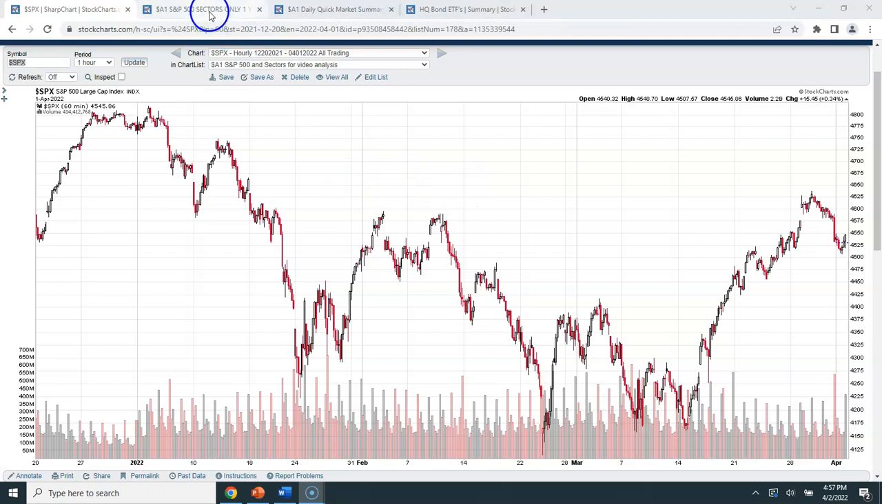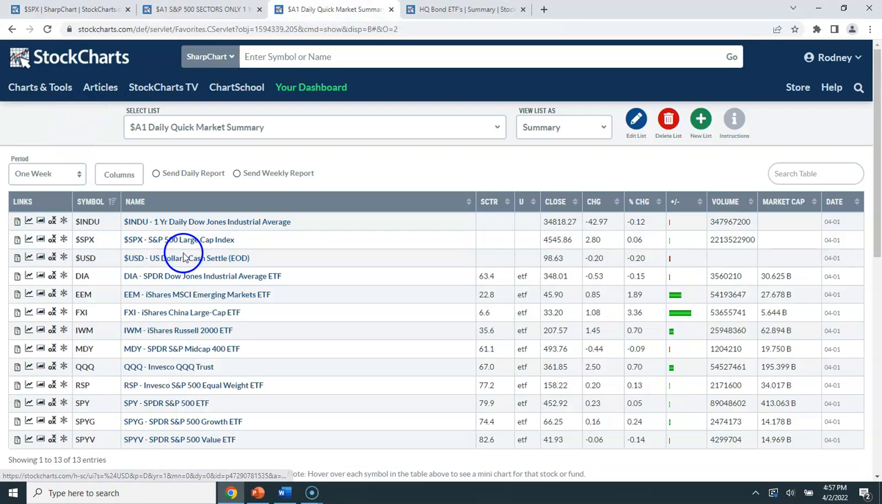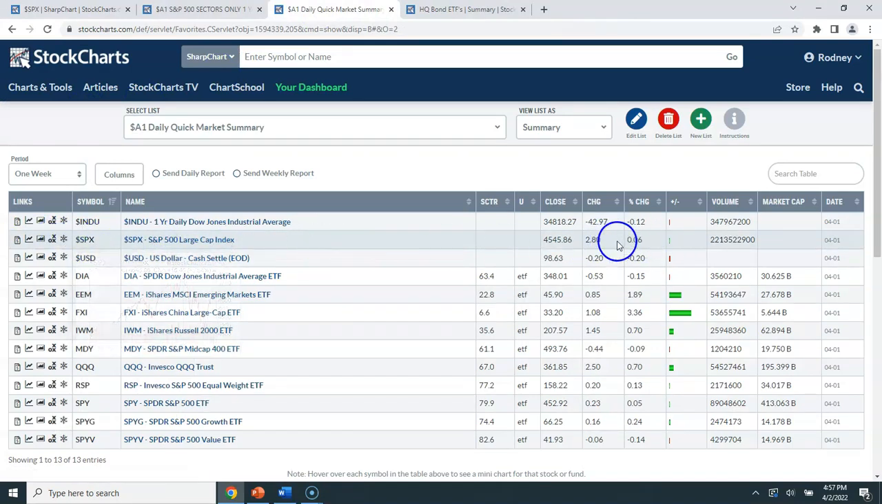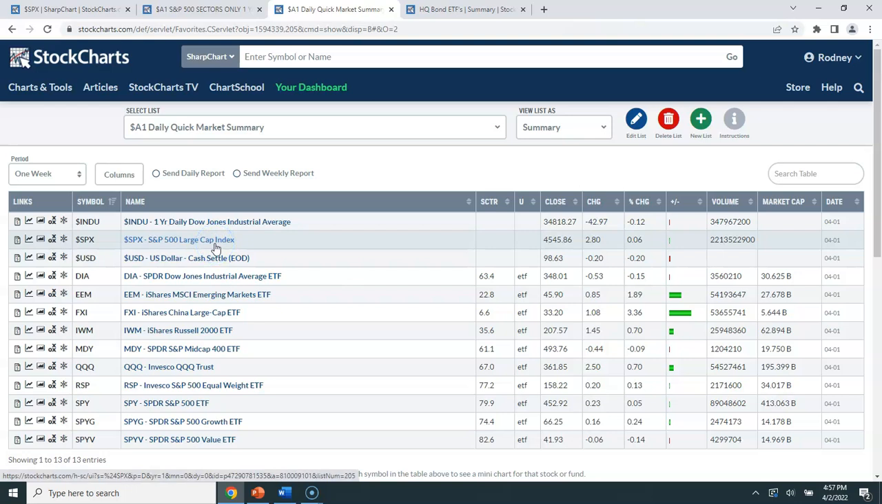But I think before we do that, let's move over here to the 1 week returns. And what we can see here is the S&P 500, guys, was up a whopping 6 basis points for this last week, right? 0.06.